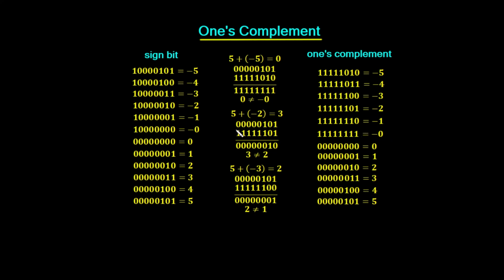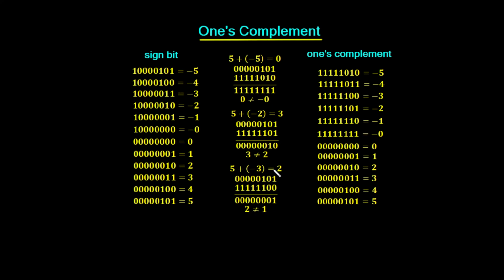Now we can do the same with the other two. We've got 5 plus -2. Again, we grab the 5, which is down here, and we grab the -2, which is this one here, and when we add them together we get this value. This answer is 2, but the correct answer should be 3, so we're 1 out. Now if we try the same thing with 5 plus -3, you'll see we get the answer 1, and the correct answer should be 2. So again, we're 1 out.